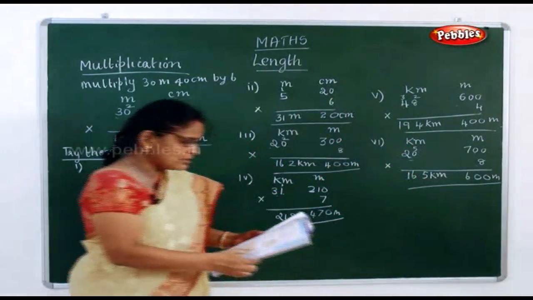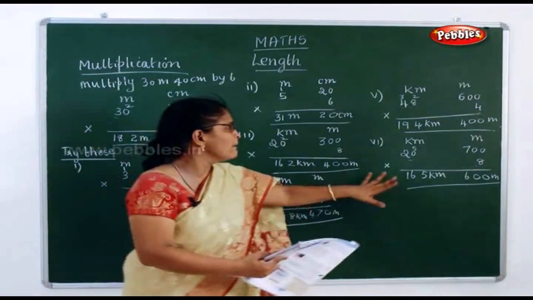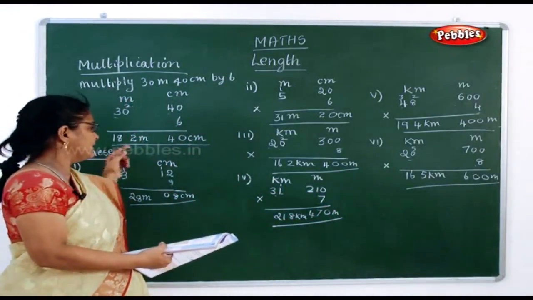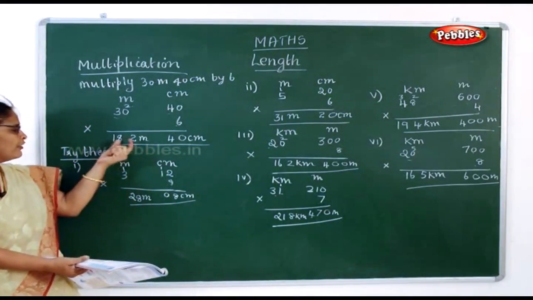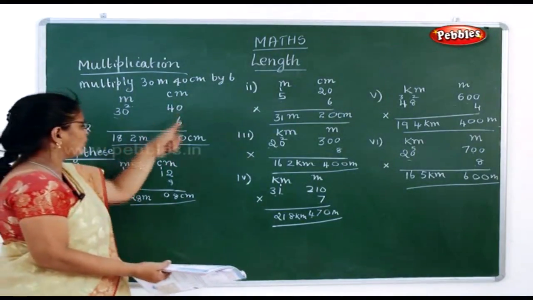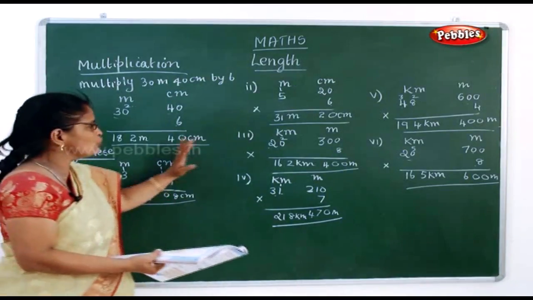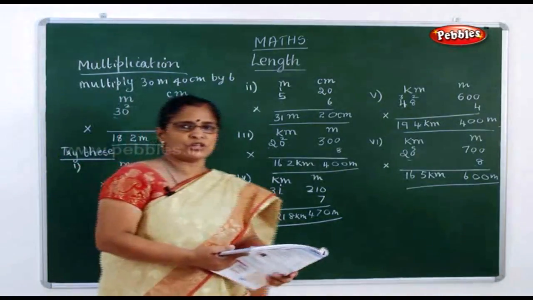So this is how you have to do your multiplication. Same, you have to write the heading on the top and multiply, and the answer also you have to write whatever meter and whatever centimeter, or kilometer and meter. So this is how you have to do your multiplication.